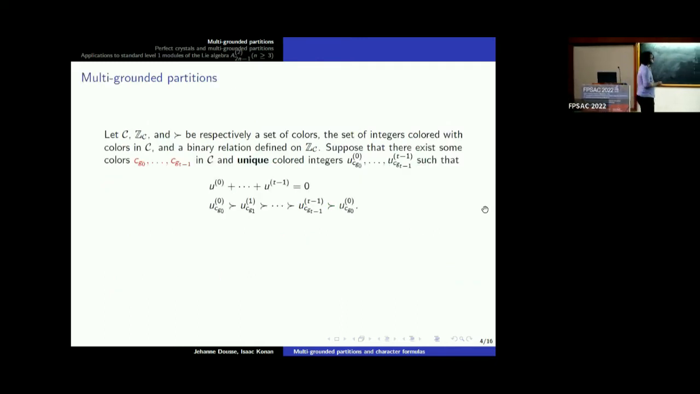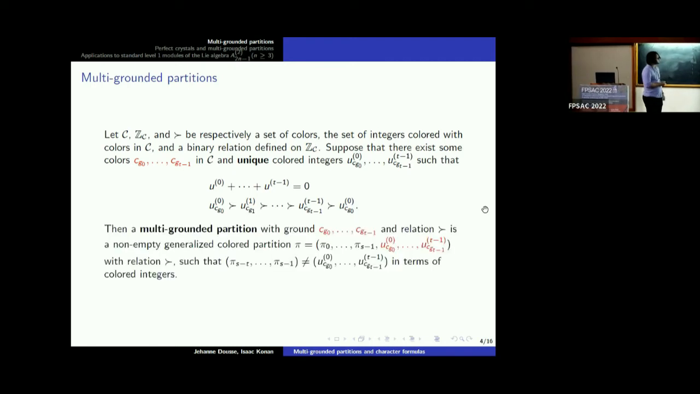So now, what is a multi-ground partition? For that, we have to make an additional assumption. You have a set of colored integers, and the relation. And you suppose that you have T colors such that when you take these T colored integers, which are unique, the sum of the integers is 0, and it's a kind of circle. They are well ordered, but it's a kind of circle that you obtain by doing this comparison.